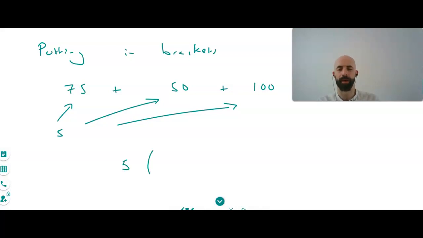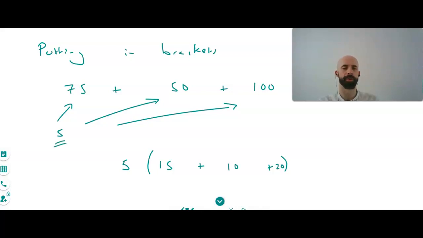75 divided by 5, what is that going to be? It's going to be 15, because 5 times 15 equals 75. So we put that in the bracket. 50 divided by 5 is going to be 10. 100 divided by 5 is going to be 20. So we have now successfully factorized these numbers. We put in brackets, and we put in brackets using a common factor. 5 is the common factor there.